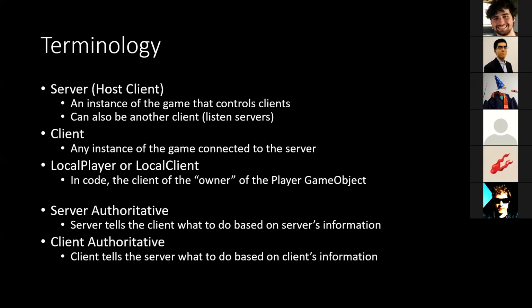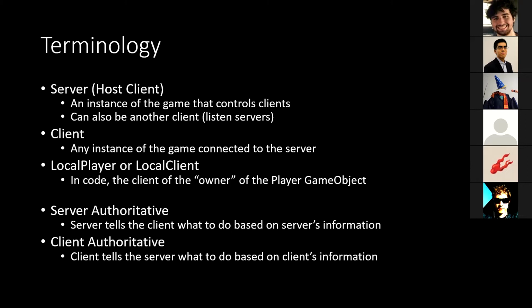And the local player, or local client, is, when you're writing code, the owner of the player object. So you can have two players on the screen, and only one of them is a local player, the one that you're the owner of. So you can check whether or not you are the local player based on that. And that's just a built-in thing for networking.